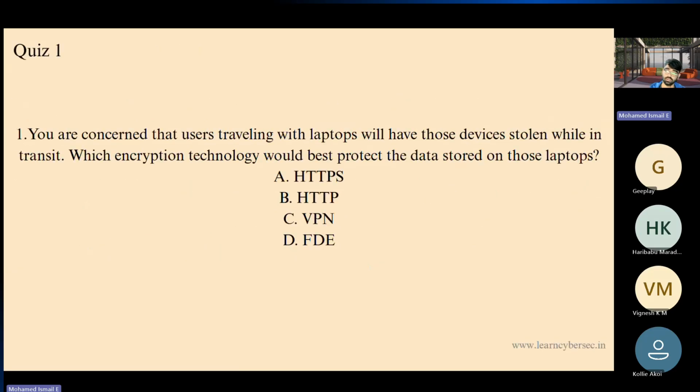Now it's time to take a quiz. You are concerned that users traveling with laptops will have those devices stolen while in transit. Which encryption technology would best protect the data stored on those laptops? Again, this is for data at rest. We have seen those terminologies. Try to find the answer from the options. Simple.